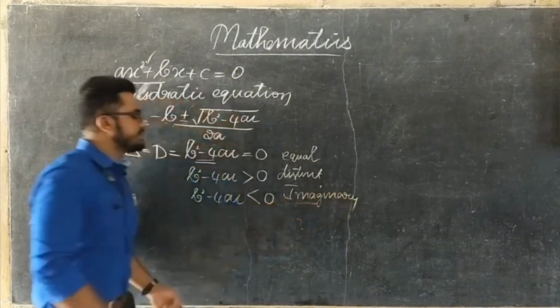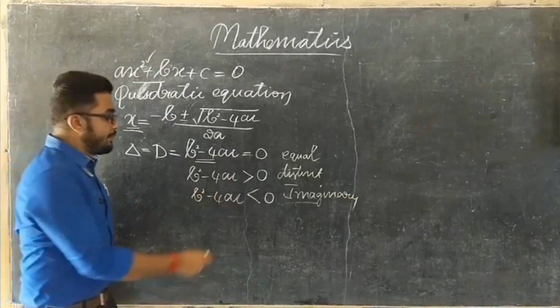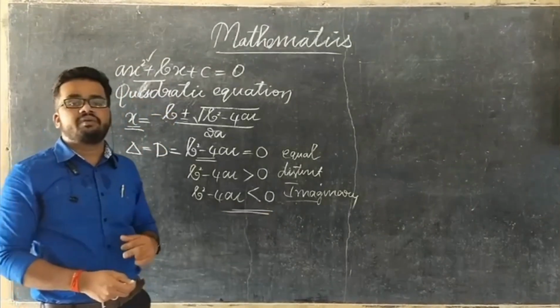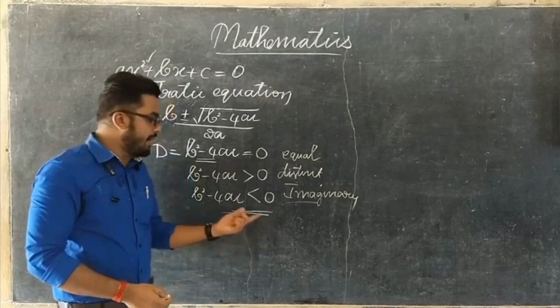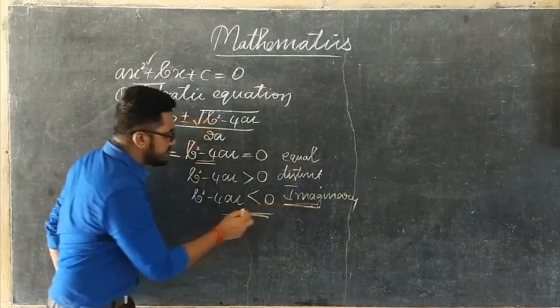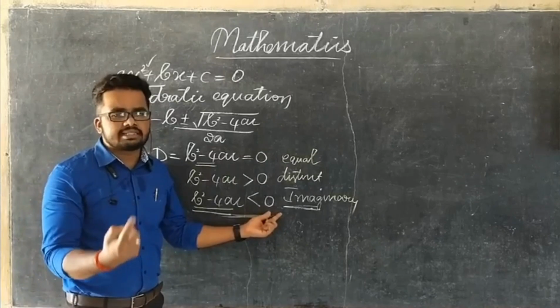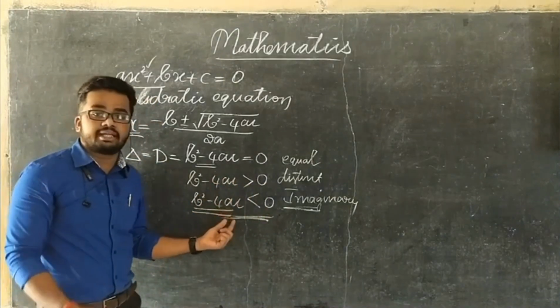These are the basic things we studied in our grade 9th and 10th classes. But in our PU classes, we go one step forward with this concept. We said that roots will be imaginary when b square minus 4ac is less than 0. If it is less than 0, you know that it should be a negative number.